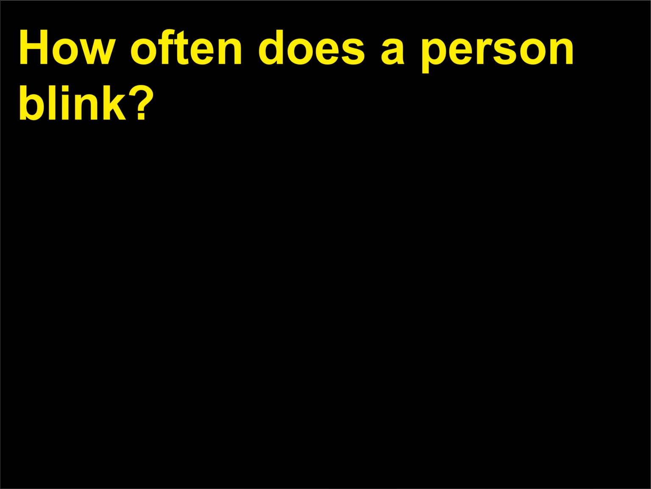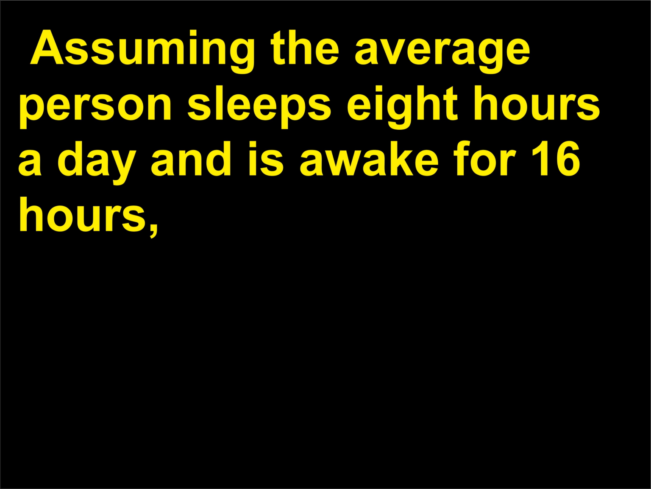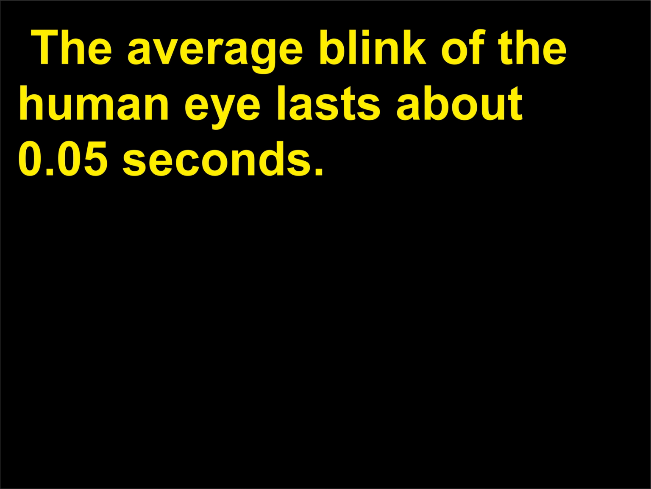How often does a person blink? The rate of blinking varies, but on average the eye blinks once every 5 seconds, 12 blinks per minute. Assuming the average person sleeps 8 hours a day and is awake for 16 hours, he or she would blink 11,520 times a day, or 4,204,800 times a year. The average blink of the human eye lasts about 0.05 seconds.